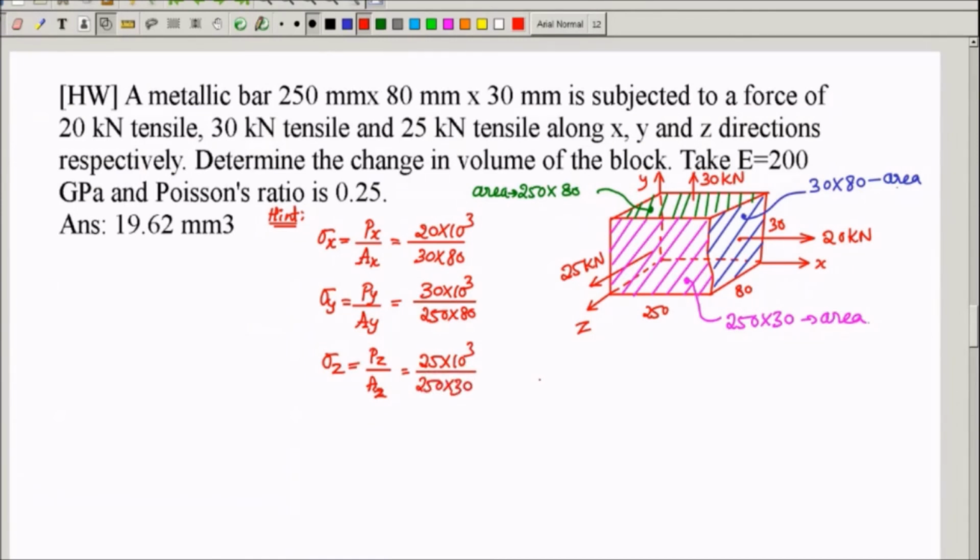Now sigma x, sigma y, sigma z, all three are calculated like this. You have the equation for epsilon v, volumetric strain, in terms of sigma x, sigma y, sigma z. Poisson's ratio and Young's modulus are given to you. Substitute and find out what is dV. You're supposed to get a value of 19.62 mm³.